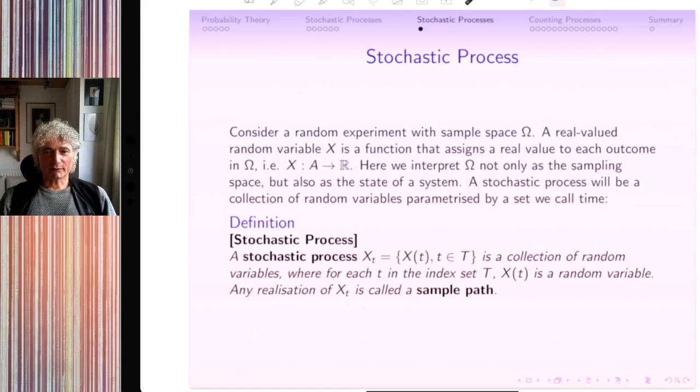So the real numbers of course have a linear order, so that's important for us in everything we discuss here in this lecture, that you have an order of time points. So you can say a time point t1 is later than a time point t2, for example.